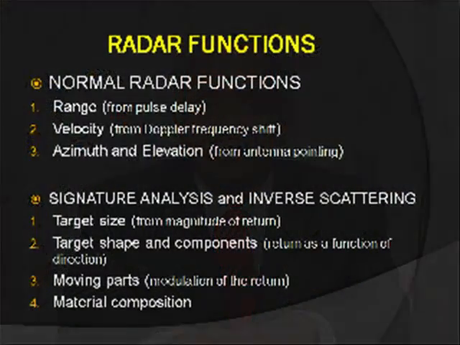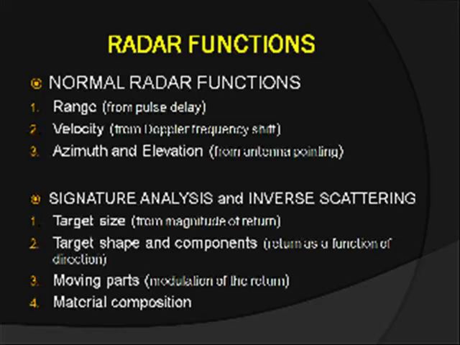Before we go into the details, first let us enumerate the functions that can be done using a radar. As we already know, a normal radar can be used first to identify whether there is any target or not. Then we can also find its distance from the radar, that is range. This is measured normally from time delay of the pulse transmitted to the echo received.